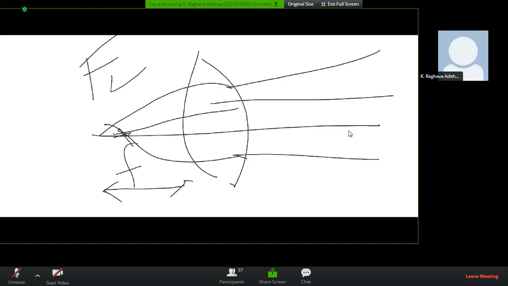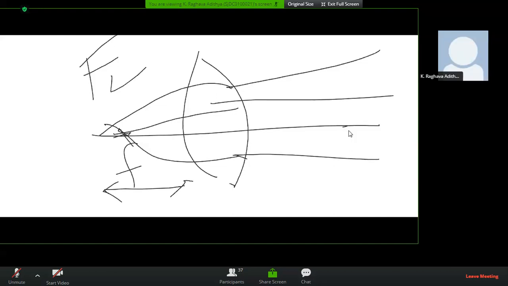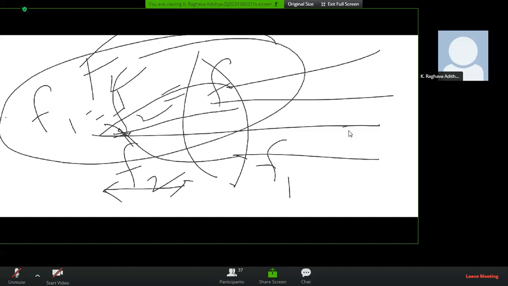This is known as focal length. From here to here, from the primary and secondary focus, the focal lengths will be equal. Remember carefully, it can be represented by F1, this will be F2. F1 will always be equal to F2. This is known as focal length. Are you clear? I hope you understood.